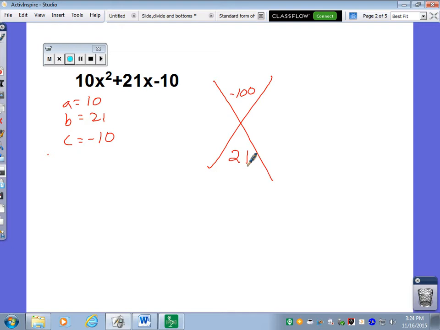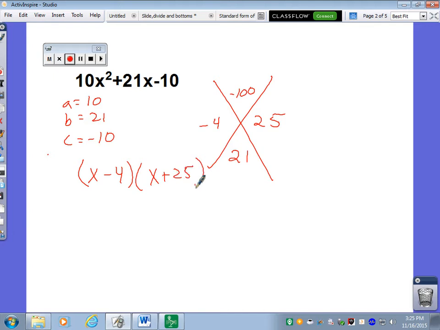So we think about the factors. 10 and 10 don't work. How about 4 and 25? If we say negative 4 and positive 25, negative 4 times 25 is negative 100. Negative 4 plus 25 is positive 21. So that works. So in my parentheses, I initially put in x minus 4 times x plus 25.